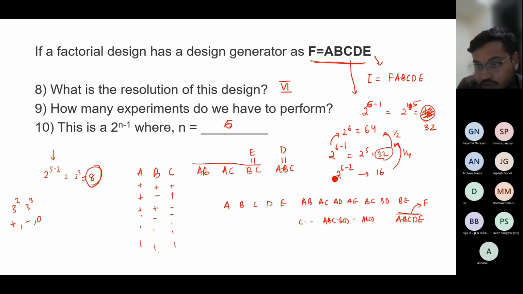We are substituting ABCDE as F. So this is the equation: F is equal to ABCDE. The generator equation will be FABCDE, we'll just remove the equal to. Since this has 6 terms, it will have a resolution of 6. Resolution is basically the minimum number of terms that the design generator has.